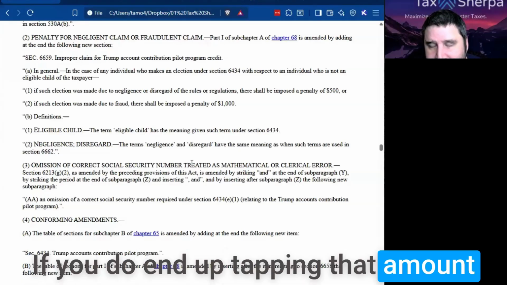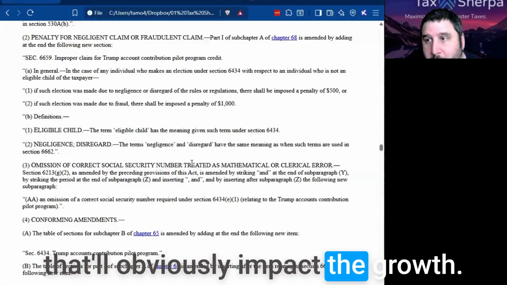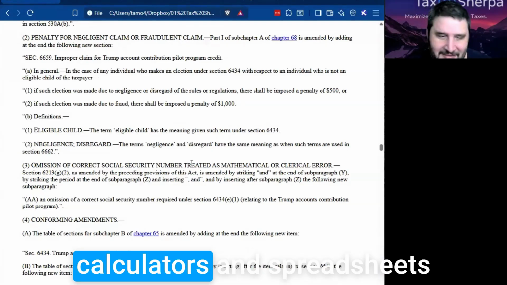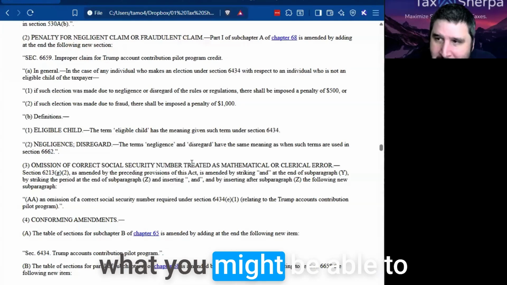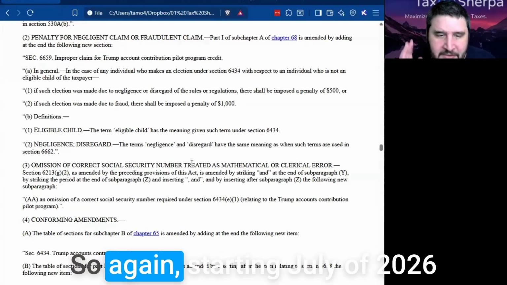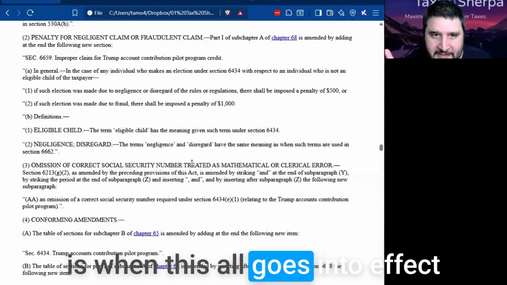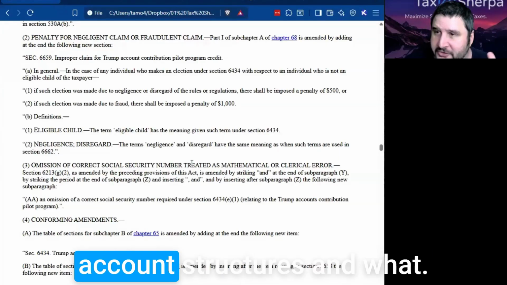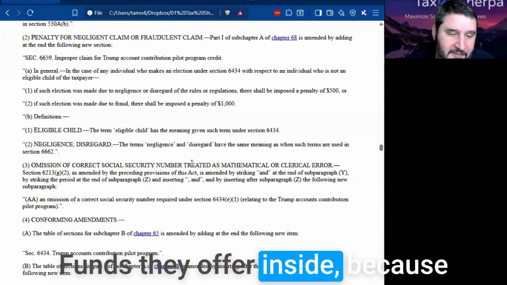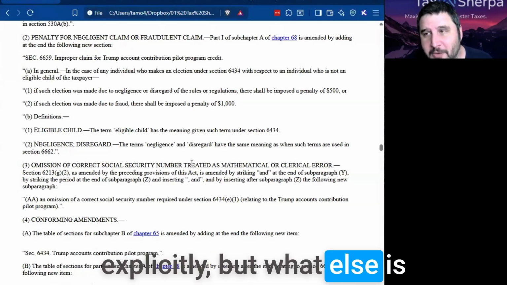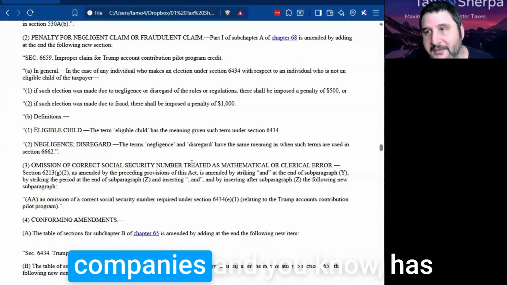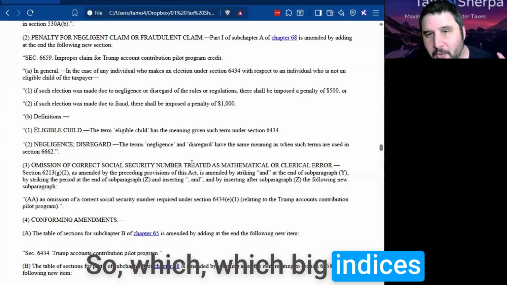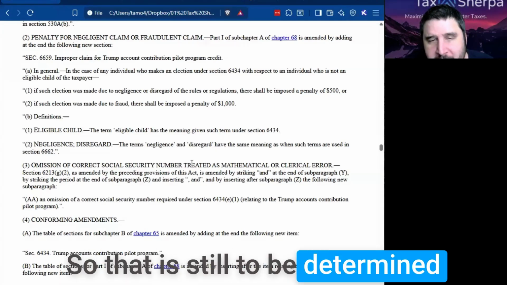If you do end up tapping that amount for education or whatnot, then that'll obviously impact the growth, but really powerful potential here. And I will be doing a lot of calculators and spreadsheets that will end up calculating what you might be able to get from these accounts. So again, starting July of 2026 is when this all goes into effect. And we'll see what the different trustees offer in terms of the account structures and what funds they offer inside, because we know S&P 500 is defined explicitly, but what else is going to be defined under that, generally US companies and regulated futures contracts and all that kind of stuff. So which big indices are going to be allowable? That is still to be determined, but I'm looking forward to it.